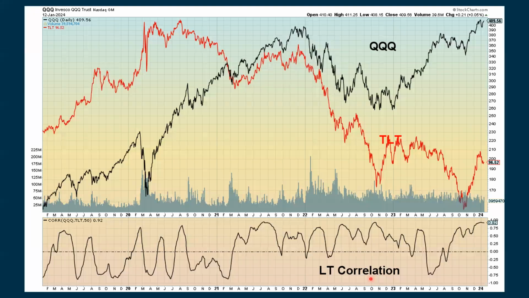And then we look at a correlation between the Qs, which is the NASDAQ 100, and the TLT, which is the long-term bonds, and they still have a pretty strong correlated relationship. When we get a real high reading here, that means they're going in the same direction at the same time.